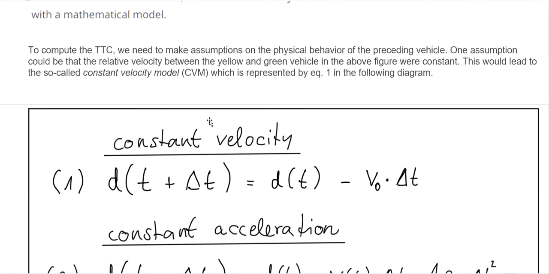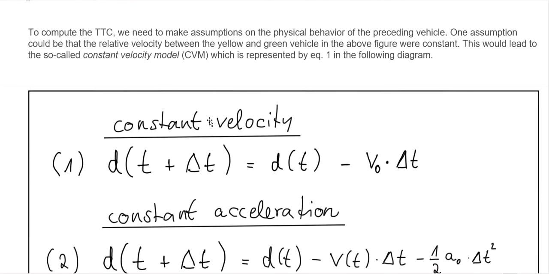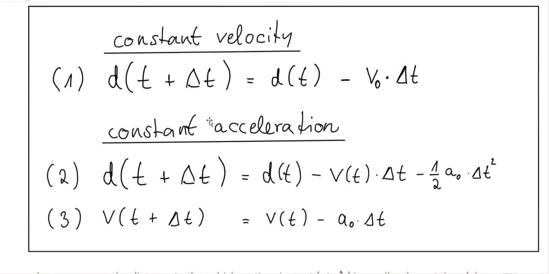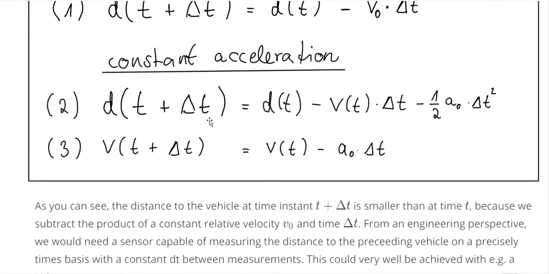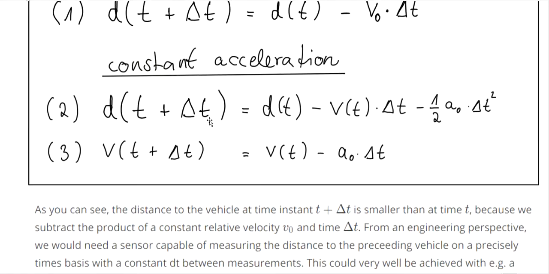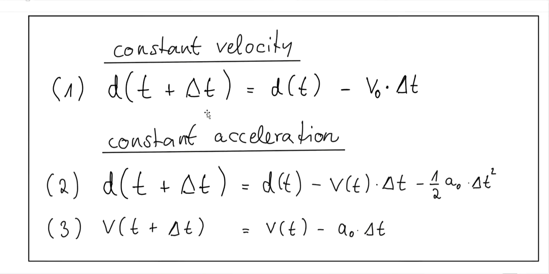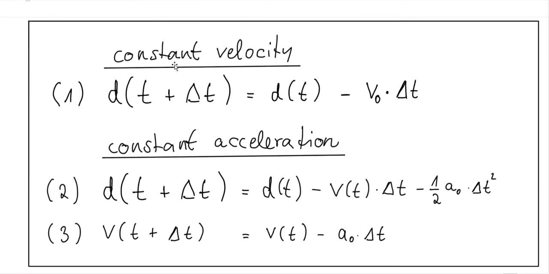To compute the TTC, we need to assume the physical behavior of the preceding vehicle. One assumption could be that the relative velocity between the yellow and green vehicle is constant. This leads to the so-called constant velocity model (CVM). Another situation is constant acceleration, and the second one is what we apply for commercial cars. But to keep it easy, you can apply constant velocity for the calculation.